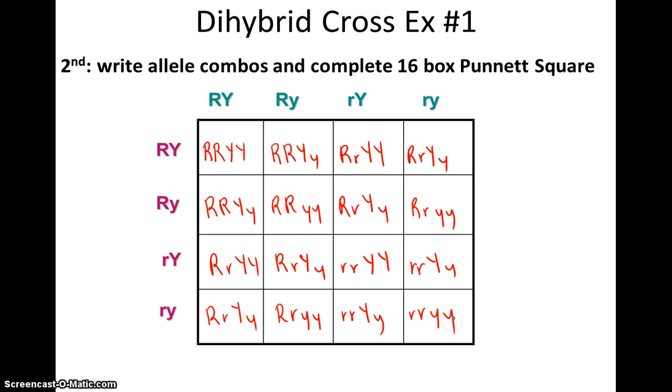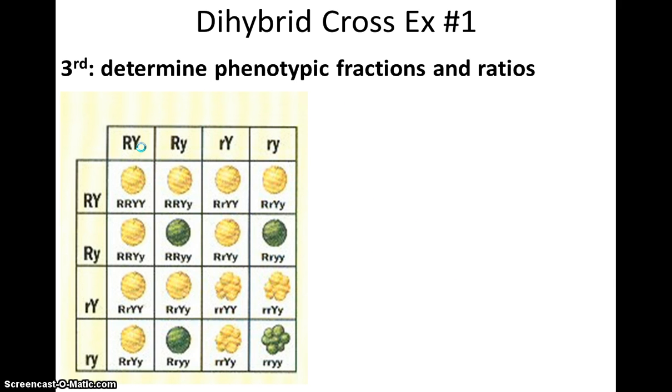So now these are all filled in. So now we've written in our allele combinations. That's the next step. So we found our gene combinations. We got those listed on the top. And notice here I had 4 gene combinations, so you just write one by each box. Okay, now we can figure out the phenotypic fractions and ratios. So this is just a different view of it.